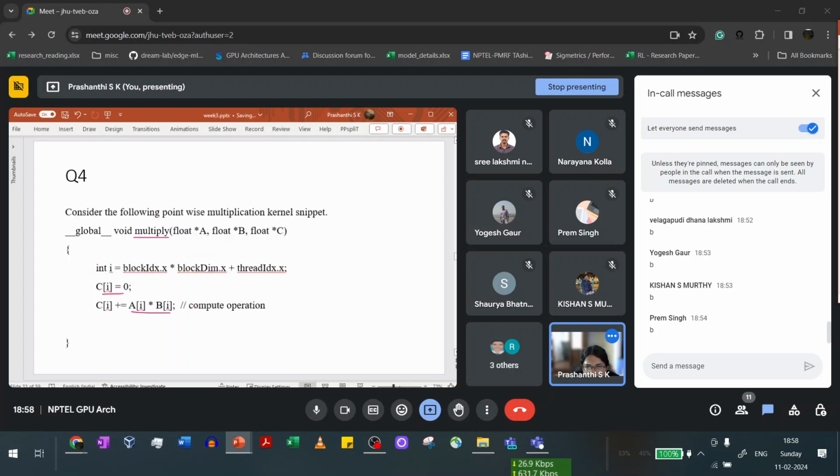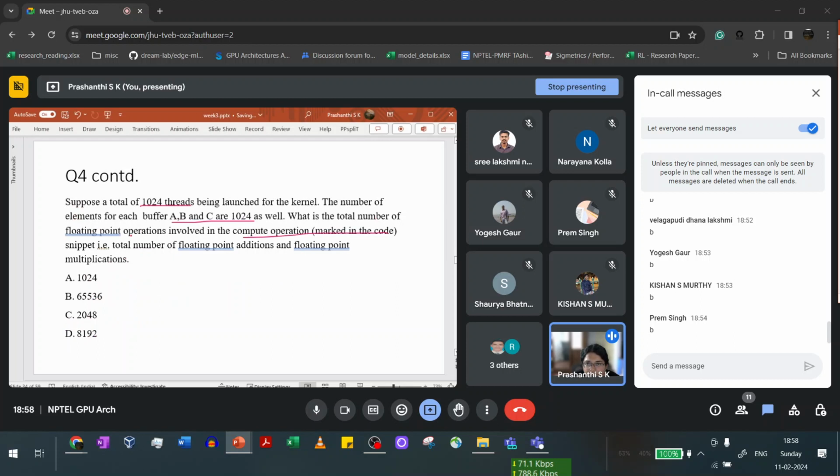You'll notice this comment here saying compute operation, which is basically just this line. So the question asks, what is the total number of floating point operations involved in this operation? So basically the total number of floating point additions and multiplications. You have 4 options, so you can take 2 or 3 minutes to calculate this.